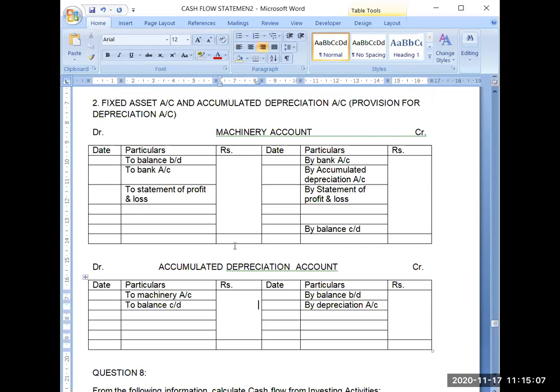So from these two accounts, suppose you are given the information regarding opening balance as well as closing balance and the depreciation transferred to machinery account, then you can easily calculate the current year depreciation first. Then with the help of this information, you will be able to calculate either the sale amount or purchase amount of the machinery, the missing information in the question, or you may calculate the loss or profit on the sale of the machinery also. Some of this information helps in calculating operating activity inputs and is used in investing activity also.